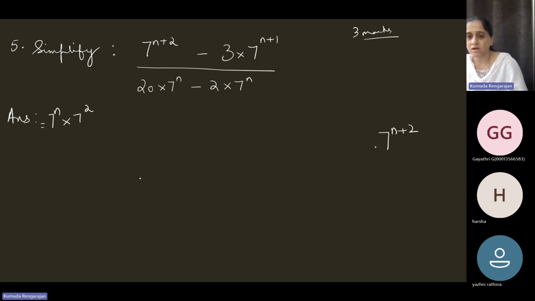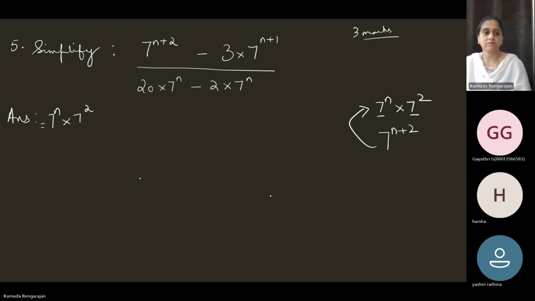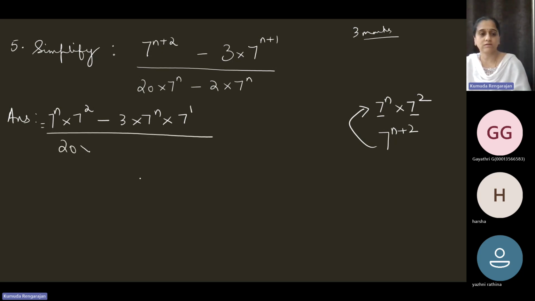See, if you have this, what should be the earlier step? 7 to the power n into 7 to the power 2. Bases are same and it's multiplication. So we add the powers and we get 7 power n plus 2, right? Minus 3 into 7 to the power n into 7 to the power 1, divided by 20 into 7 to the power n minus 2 into 7. That's all. You should write the earlier step.